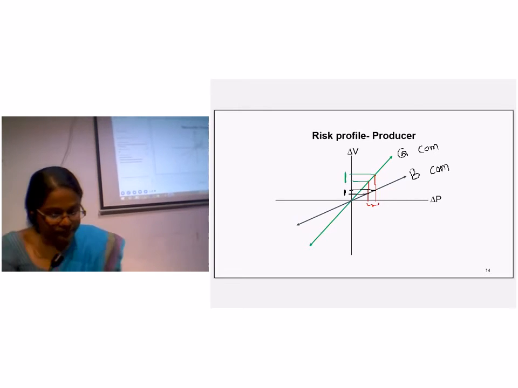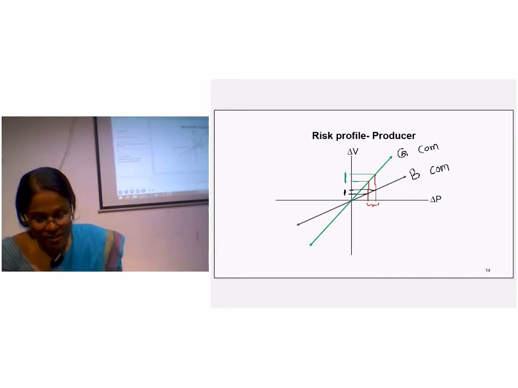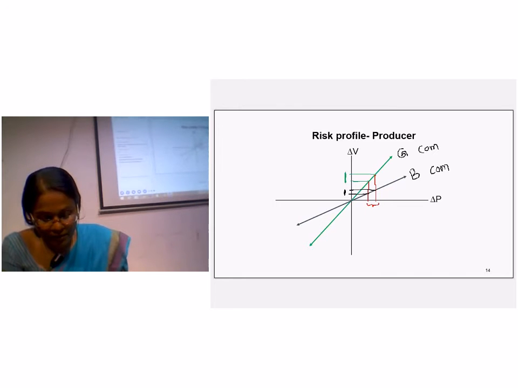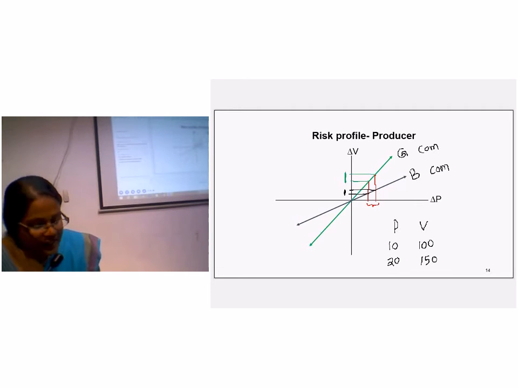Now assume you are given some data. It may be like this: you may be given the value of the firm and price. Price 10, value of the firm 100; price 20, value of the firm 150. Assume you are given this type of data set and asked to develop a risk profile for this company. Can you develop a risk profile using this data? Do you need to make some adjustment? Assume this is the original data set with price and value.